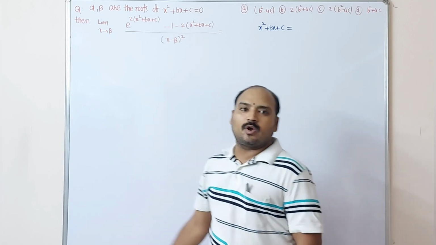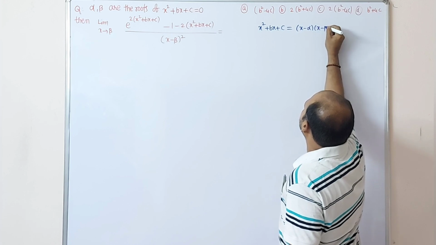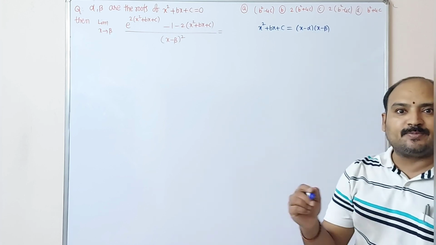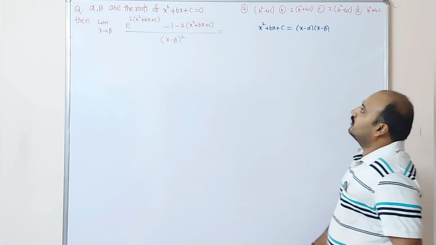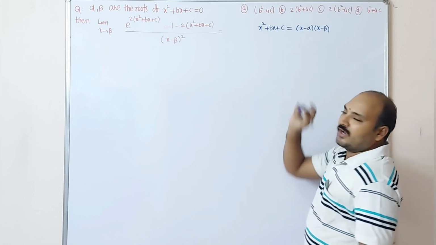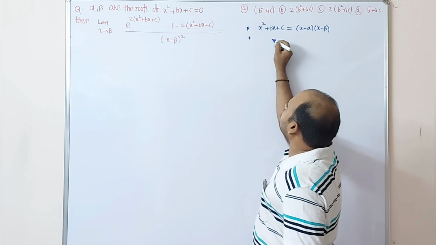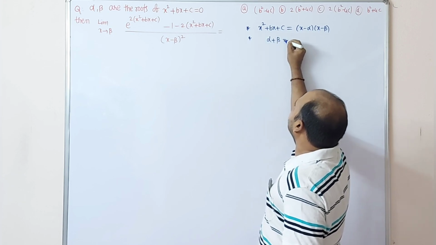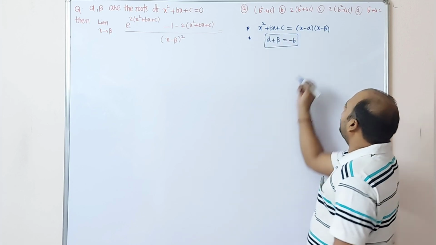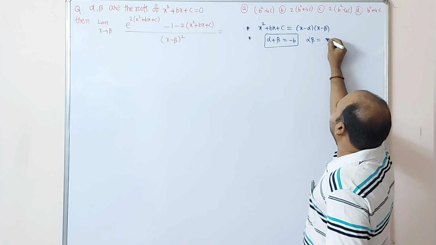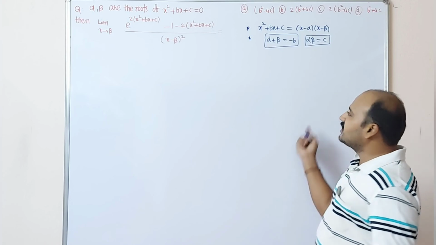Alpha and beta are the roots of the quadratic equation, which means we can express it like this: x square plus bx plus c equals x minus alpha into x minus beta. This is one way. And the sum of the roots and product of the roots: alpha plus beta for this quadratic equation is minus b by a, so minus b, since a is 1 here. And the product of the roots, alpha beta, equals c by a, that means c. These results we will use in the coming steps.